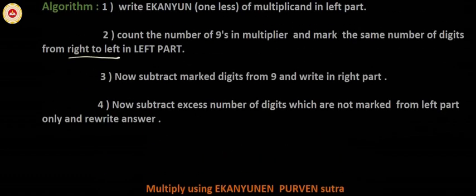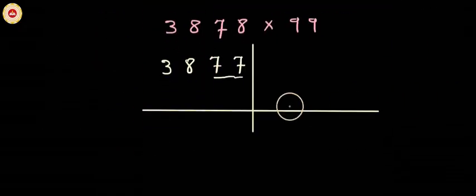Now what is the third step? Subtract the marked digits from 9 and write it in the right part. There are two marked digits, so let us subtract these two marked digits from 9. 9 minus 7, 2. 9 minus 7, 2. Yes, we subtracted these two digits from 9 and wrote the answer in the right part.